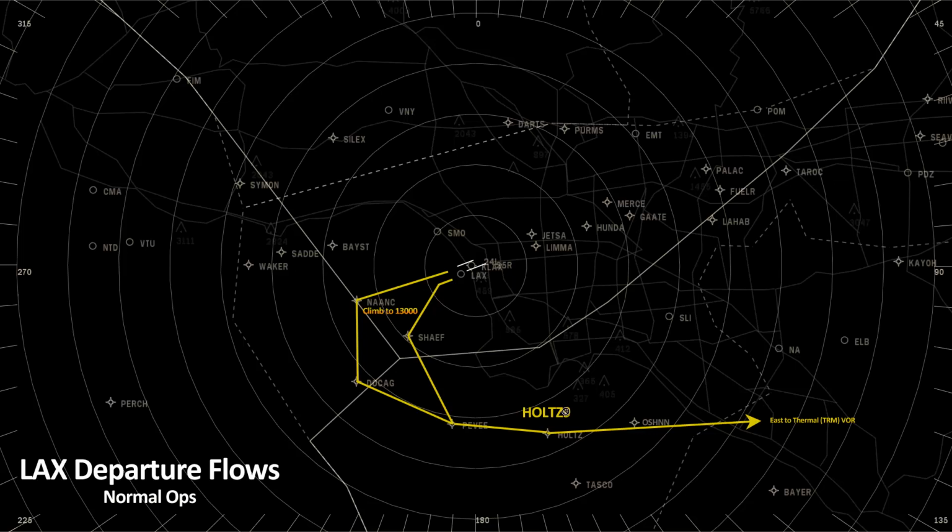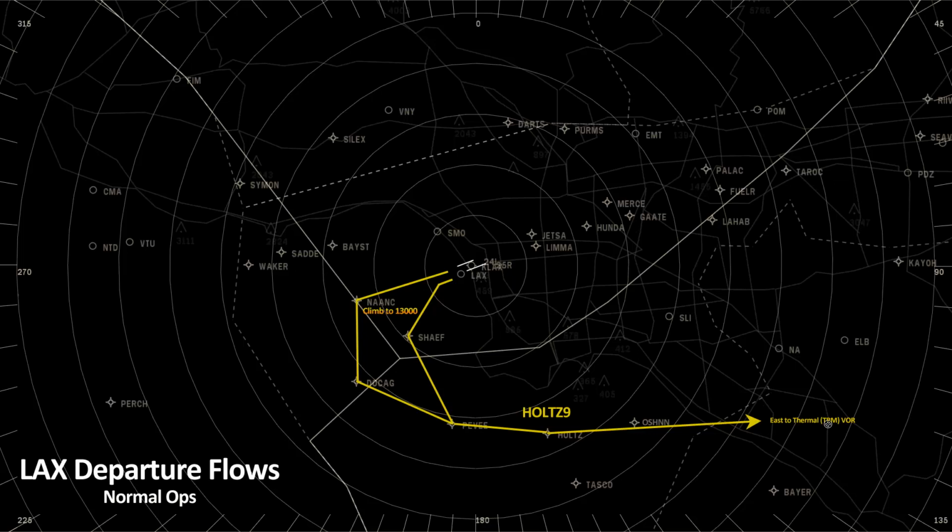In this particular case, for the Holtz 9, after they depart out of LAX and reach the Holtz intersection, or waypoint, actually it's a GPS waypoint, then they continue out to the east heading towards the Thermal VOR, and this section from Holtz out to Thermal is called the Thermal transition. From Thermal, then, they would actually be on whatever their en route filed flight plan would be.